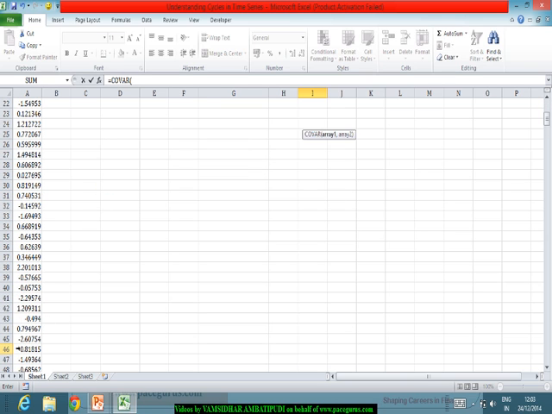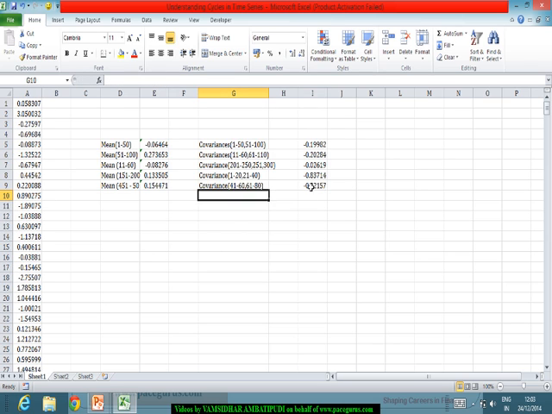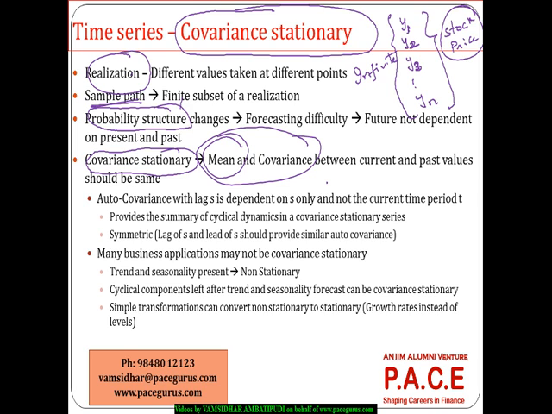Covariance between 41 to 60, comma 61 to 80. What we are typically saying is the mean and the covariance should be more or less constant. And what we say is the autocovariance with a lag S is dependent purely on S, and it should not depend on the current time period.